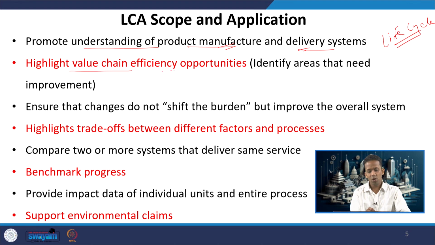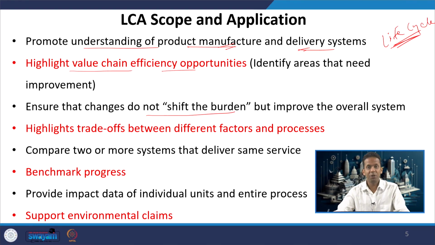Highlight value chain efficiency opportunities. Throughout the life cycle there are 5-6 different stages, and in each of those stages, where are the opportunities for value addition and value chain efficiency? That can be highlighted by LCA. It also ensures that changes do not shift the burden, but improve the overall system.